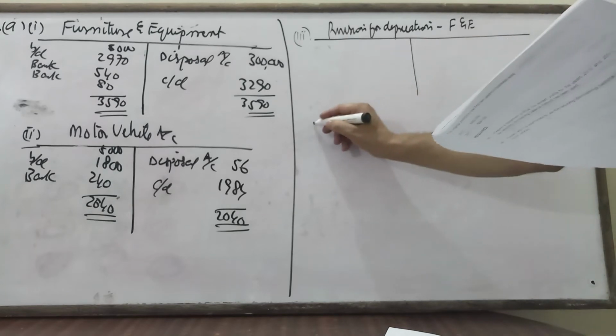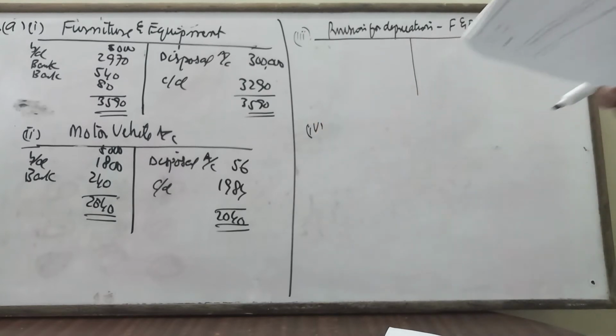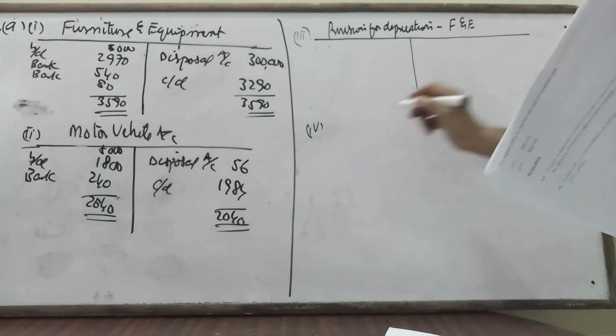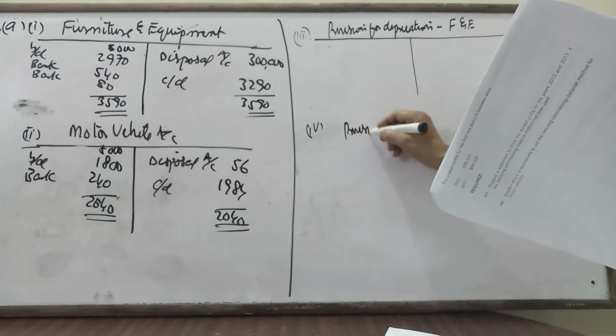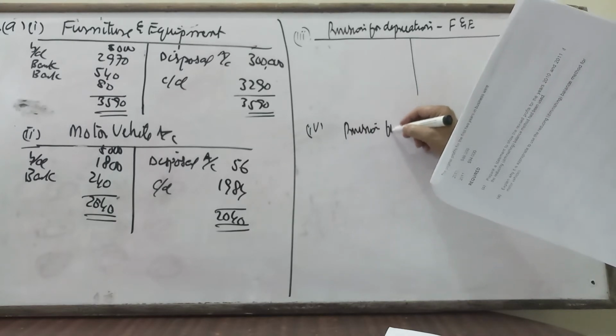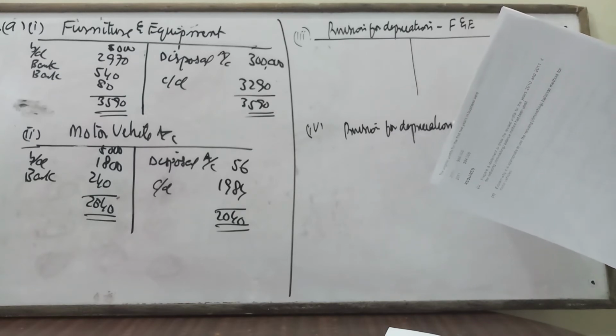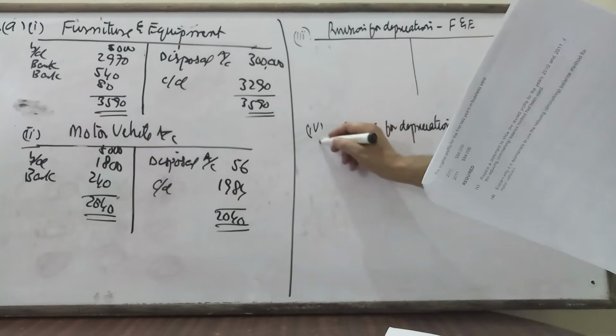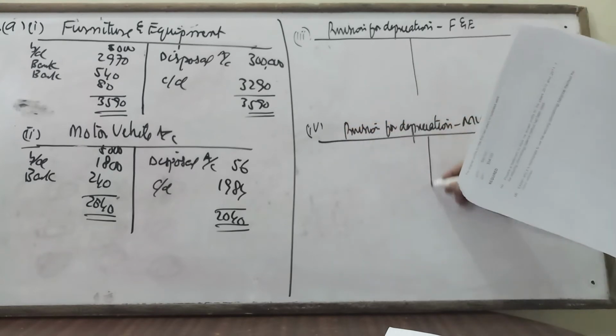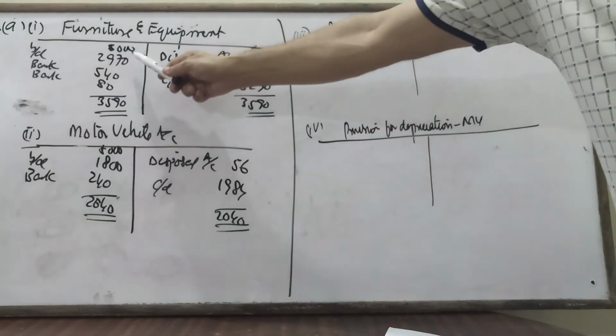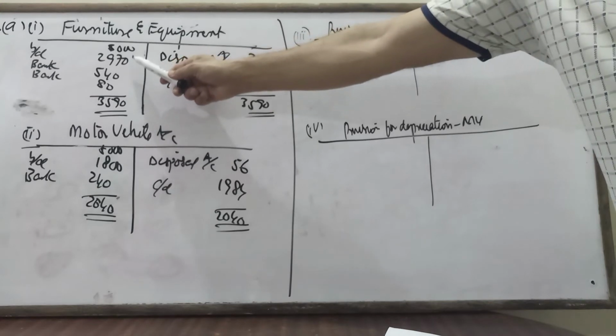And requirement number 4, provision for depreciation of motor vehicle. Okay, similarly you get the opening balance of the asset account from the 2008 data.